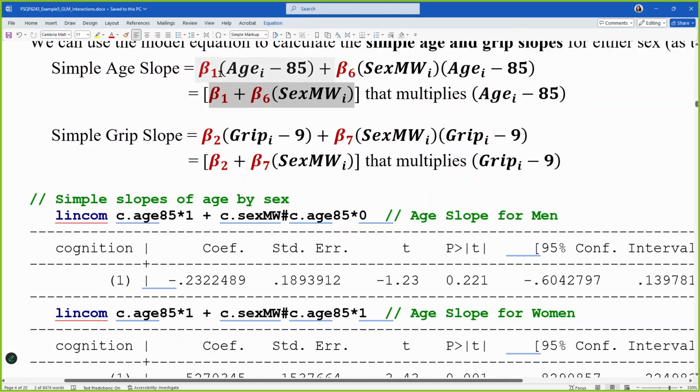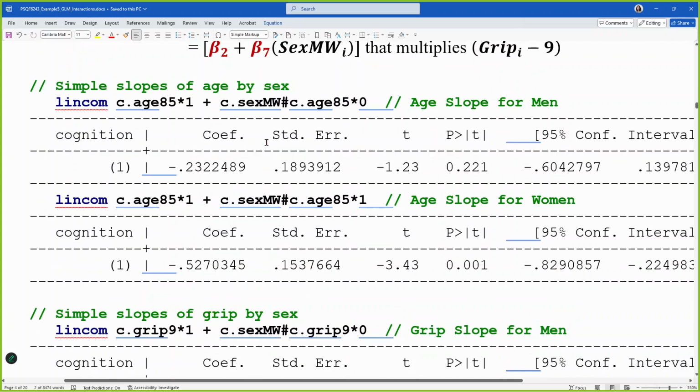So at a minimum, we need the age slope to form a predicted age slope, and then we need to adjust it based on which gender we're predicting it for. So if we're predicting it for men, this goes away, turns into a 0. If we're predicting it for women, we would put a 1 in here, in which case we would need to add together these two coefficients. So that's what is happening in this lincom right here. I am adding together the main effect slope for age, along with the interaction of age and gender, and that result is minus 5.2, and that is significant.